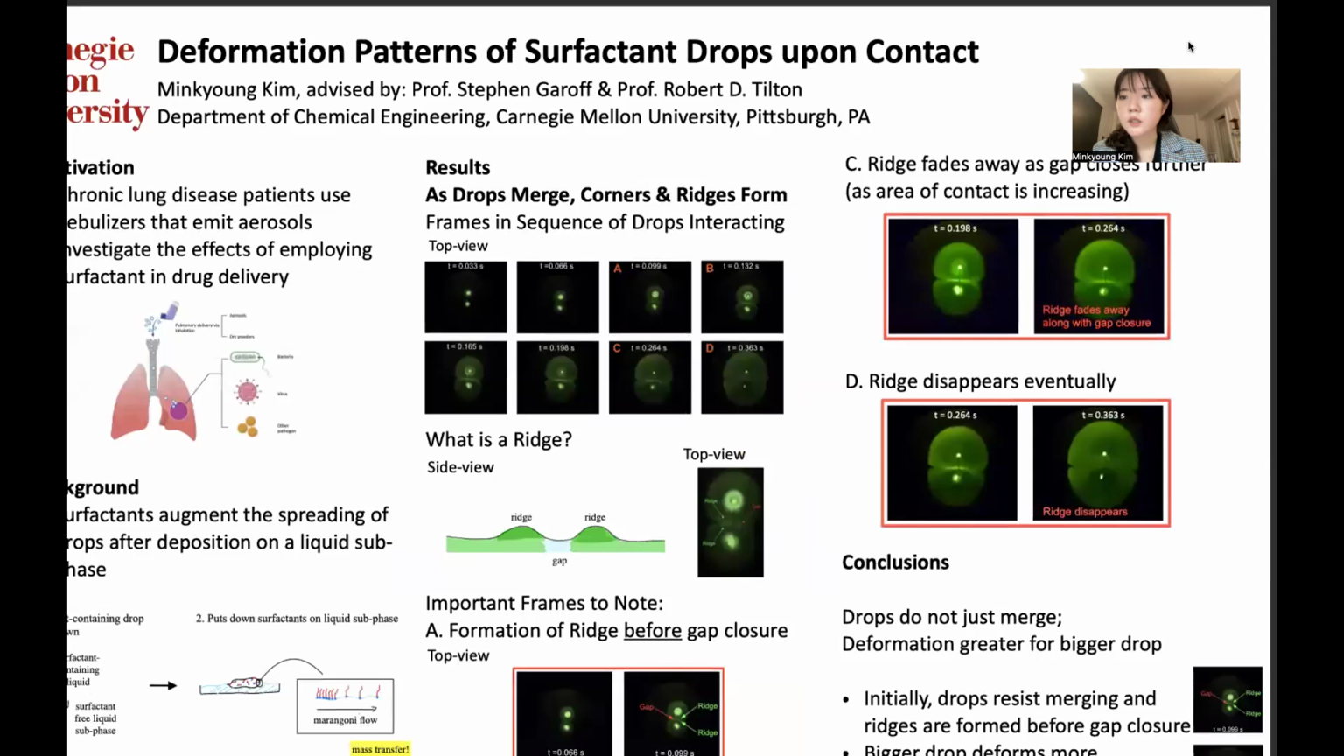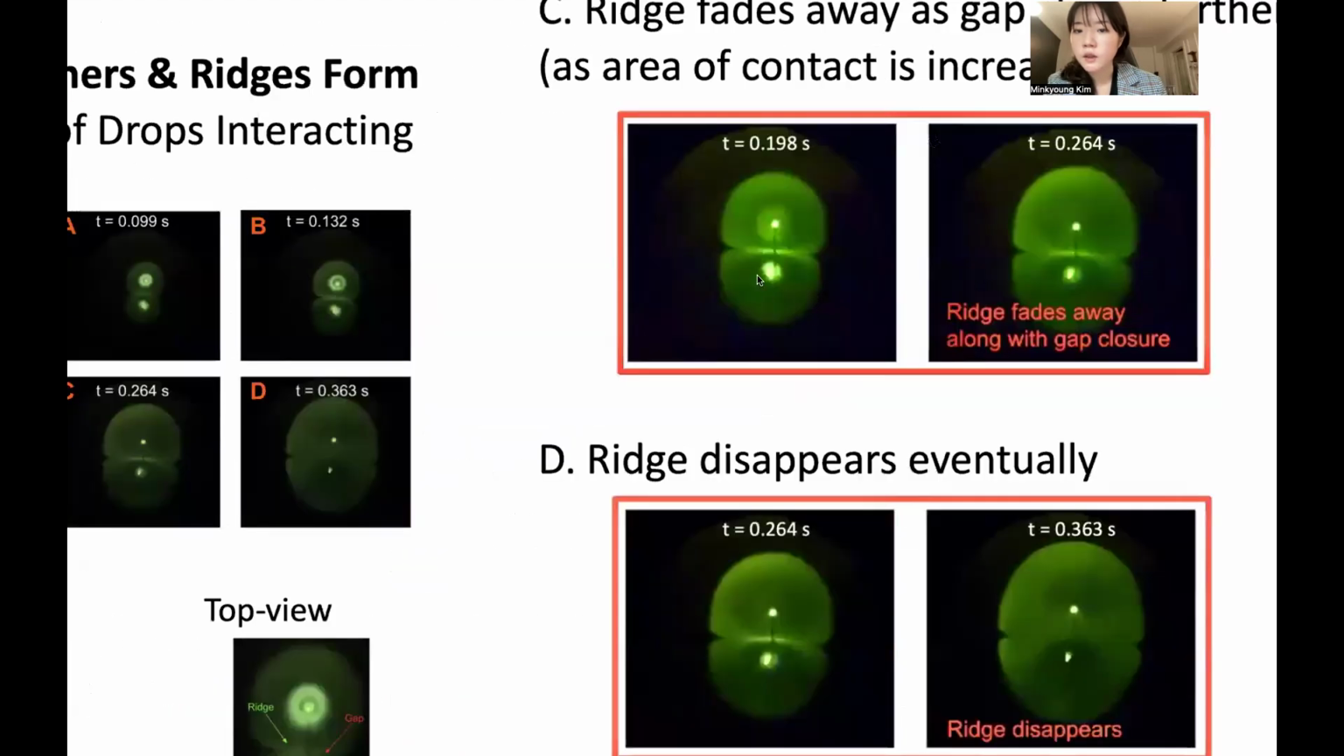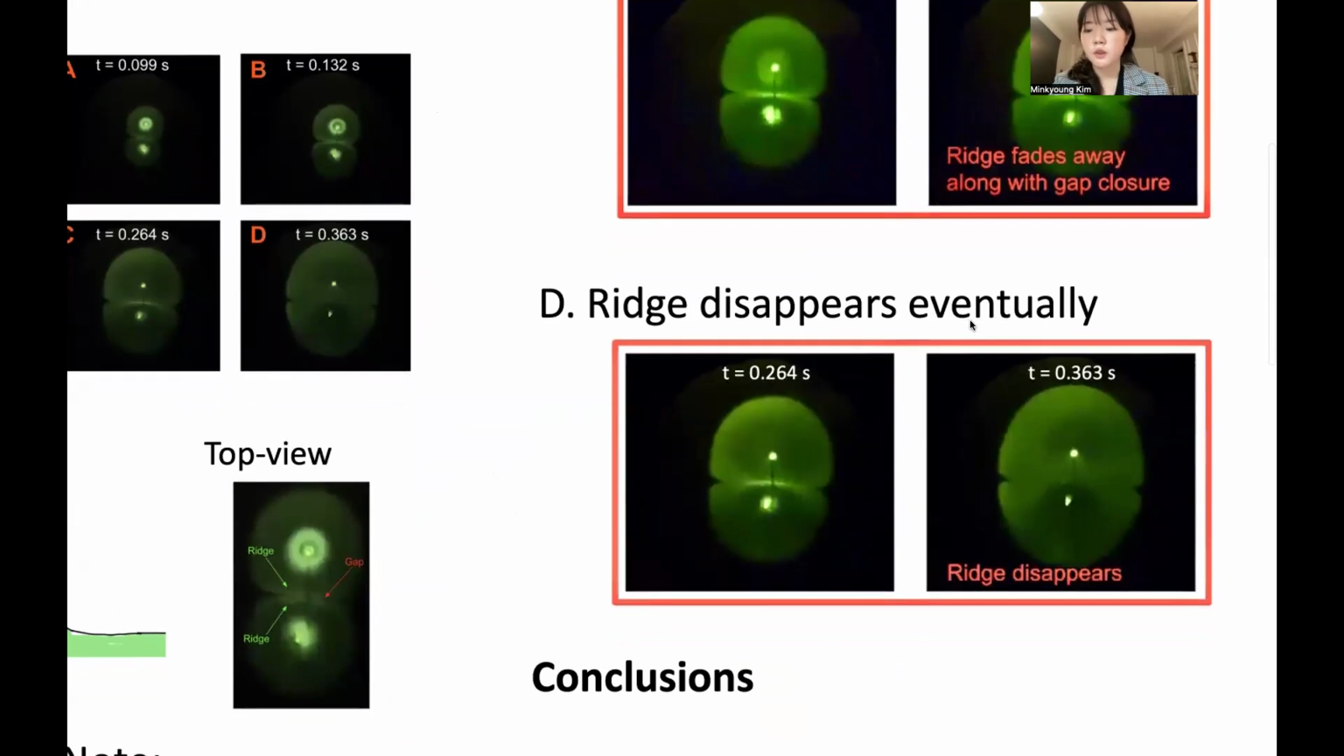And eventually we see that the ridges fade away as the gap closes. So here we see that the ridges fade away and the gap has been closed. And the ridges also disappear eventually.